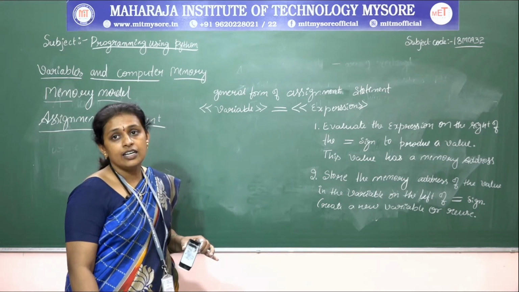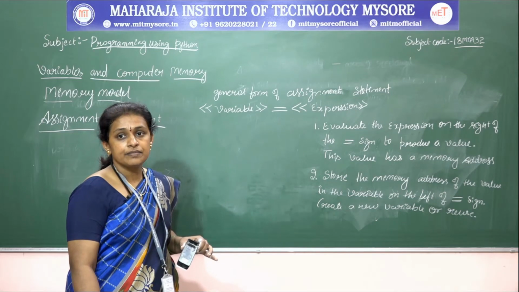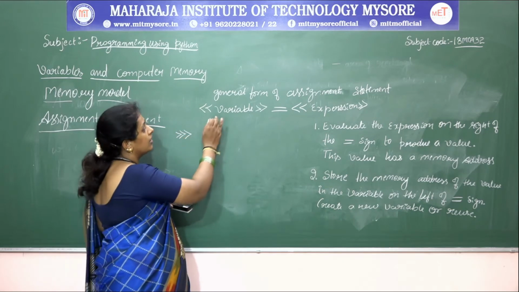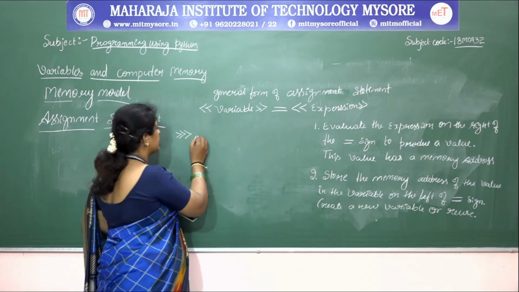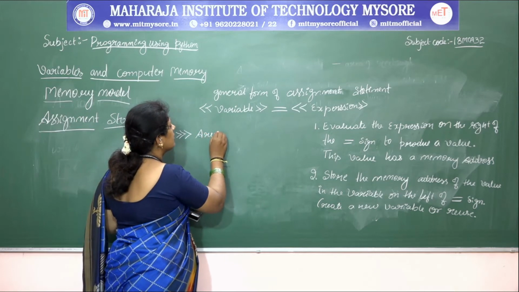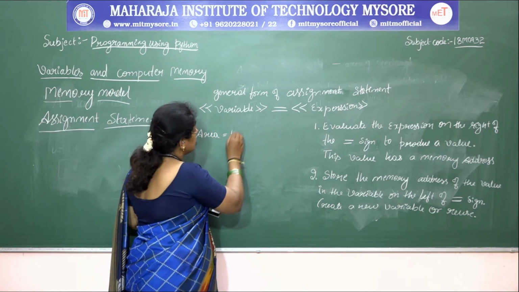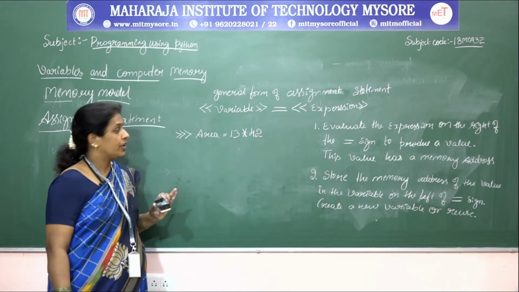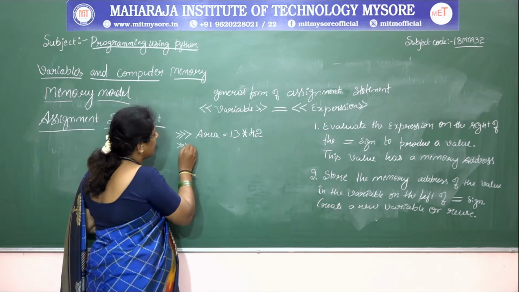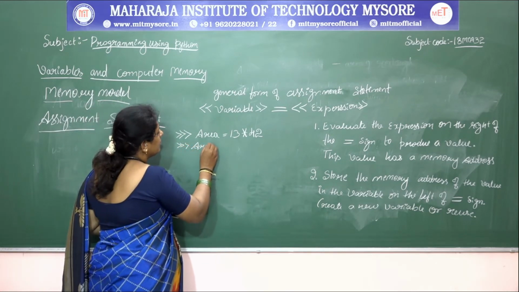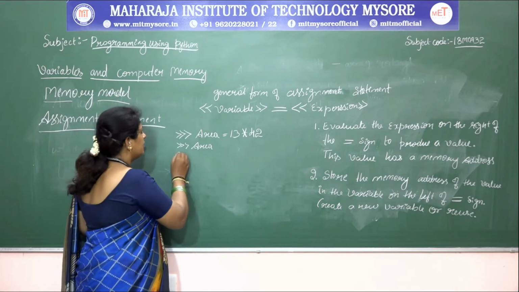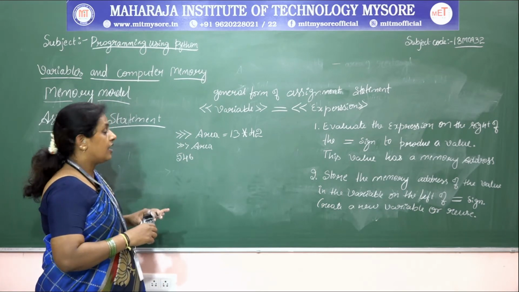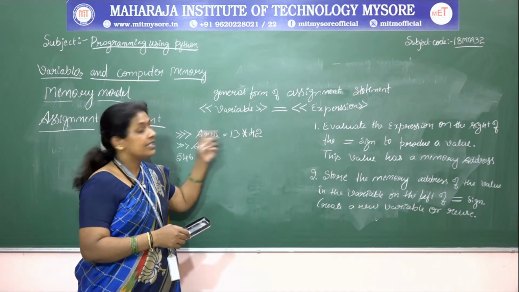Okay, let us take an example. With respect to evaluation of an assignment statement: area equal to 13 multiplied by 42. After this I am going to print the content of the variable called area. So I will get the answer as 546. Let's check how Python will execute these statements.